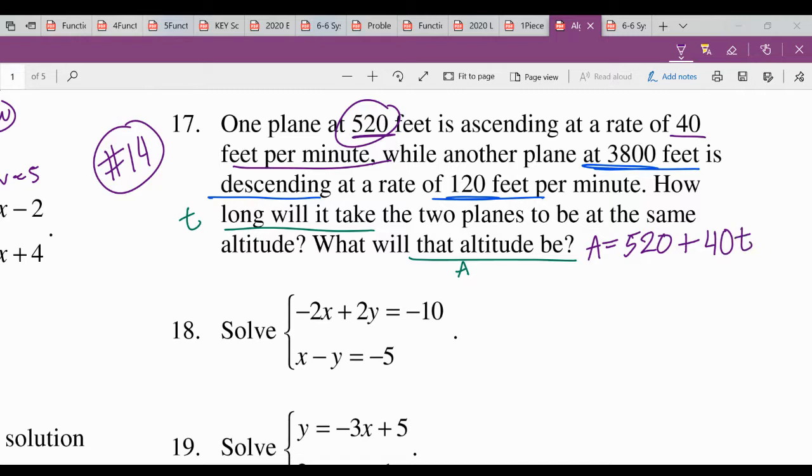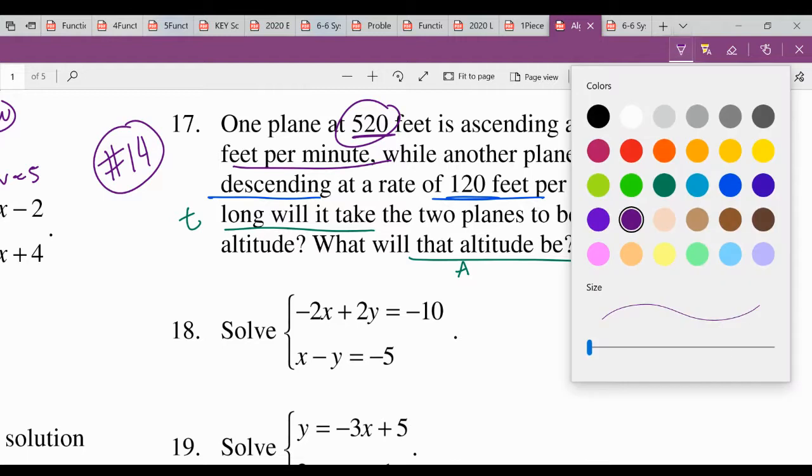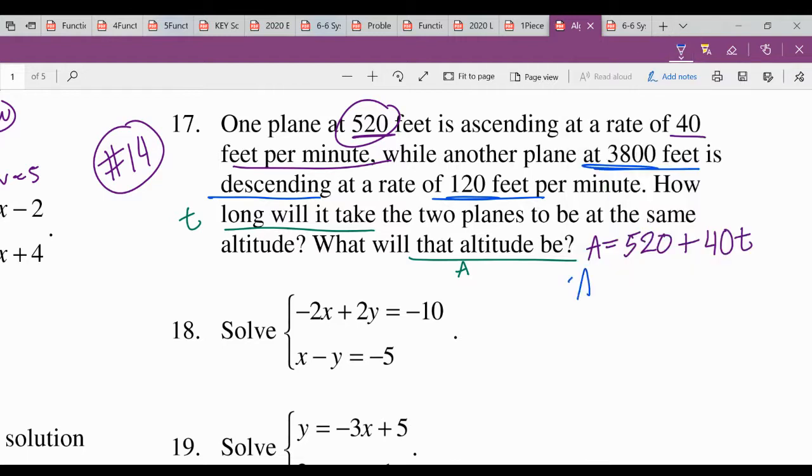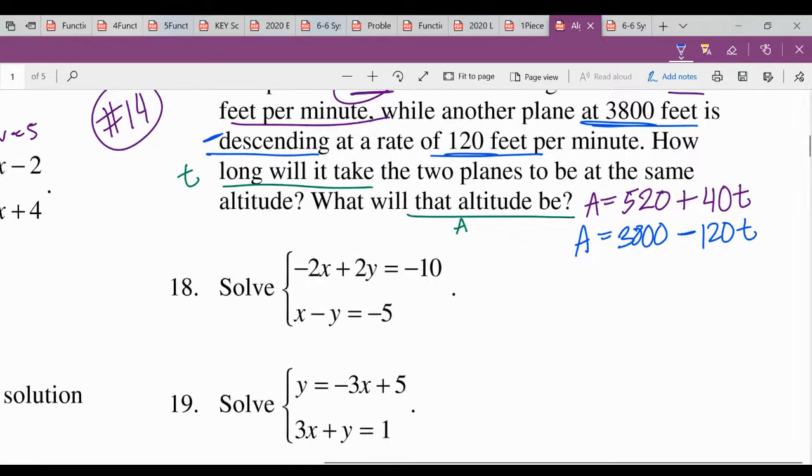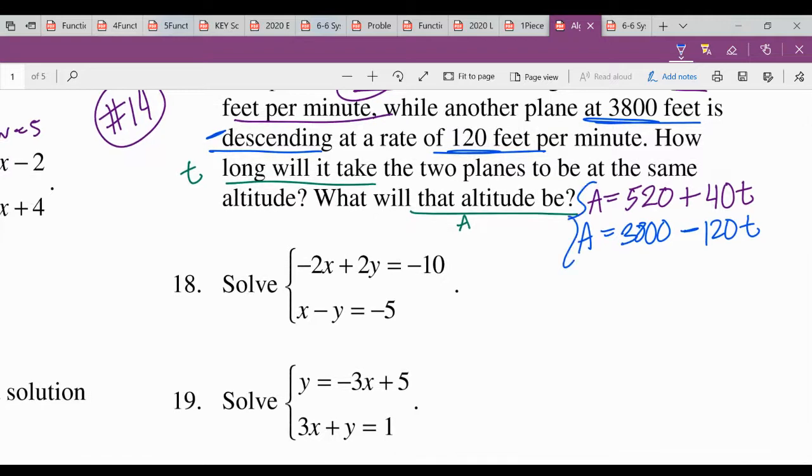So that's one equation. The other equation is the altitude is currently 3,800, and it's going down because it's descending 120 feet per minute. So every minute it goes down 120 feet. So that's 120t. Now, those are my two equations. This is my system.